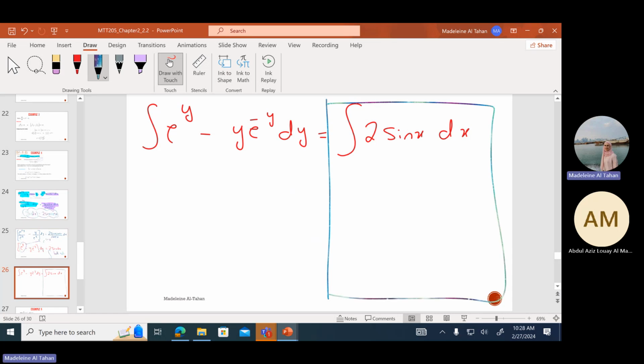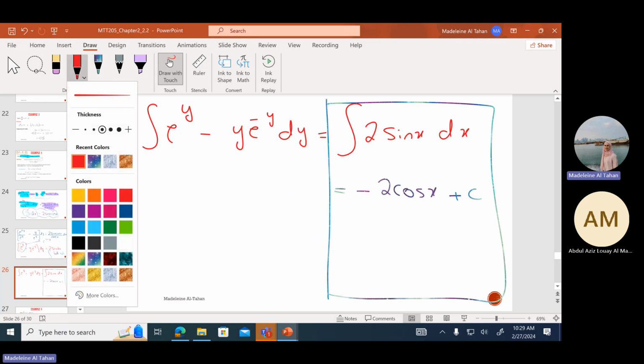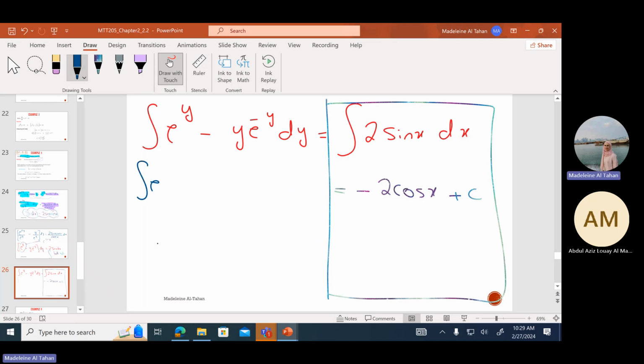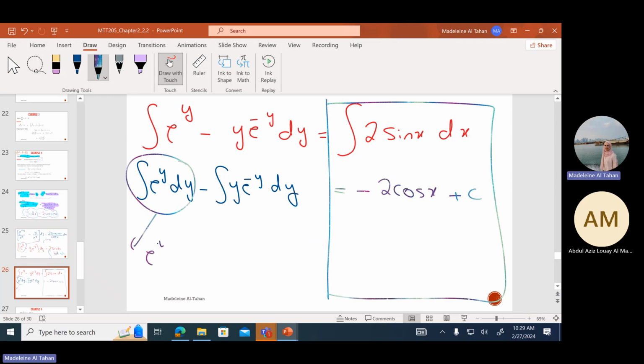What's the integral of this one? We start with the easiest. For me, this one is easier. So this one is negative 2 cosine x plus, right? The first one was, can we write it as the integral of e^y dy minus the integral of e^(negative y) dy? Which part do we know here? This one, the integral of it is known. Now this one, I will call it I, and I will evaluate it alone because this one is not on the table of integration.